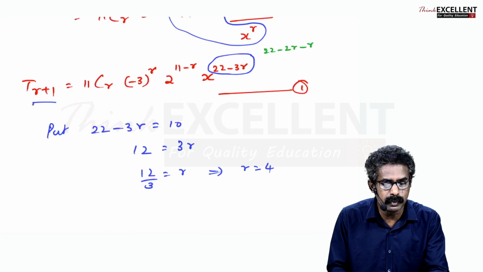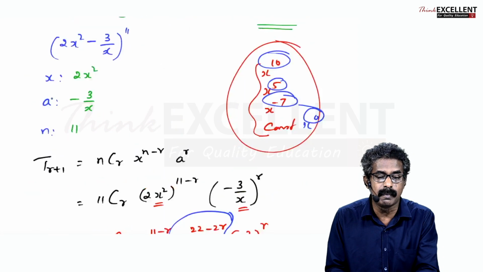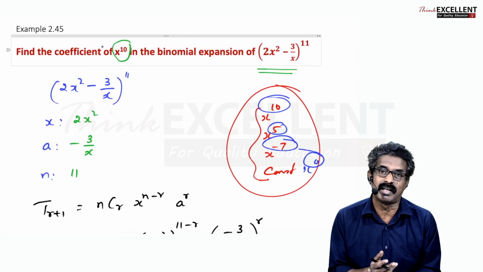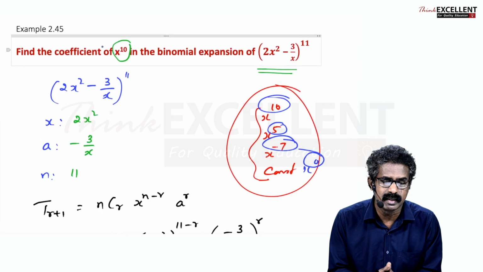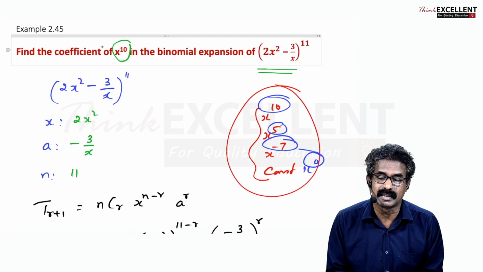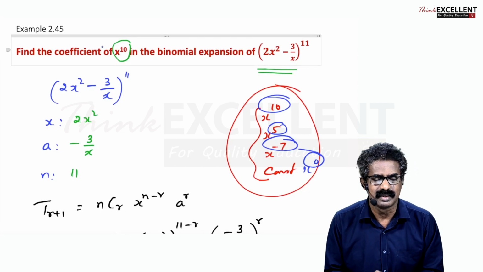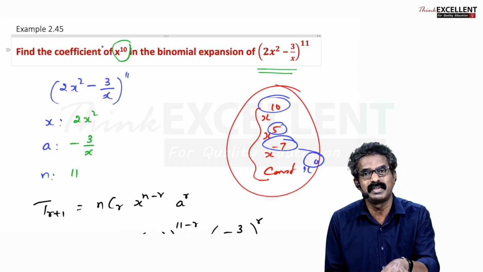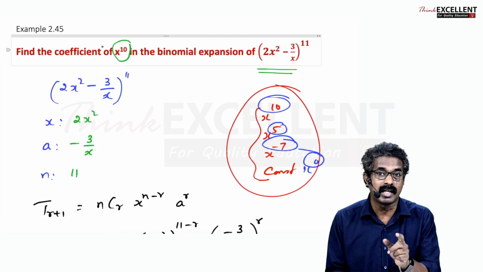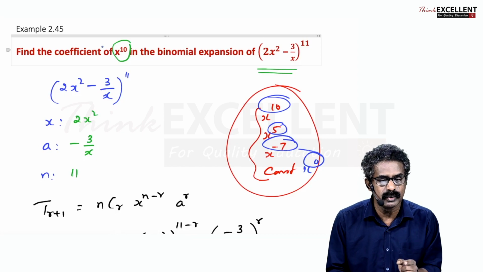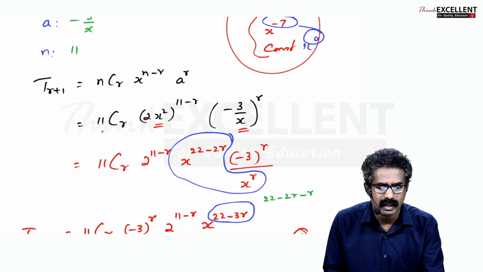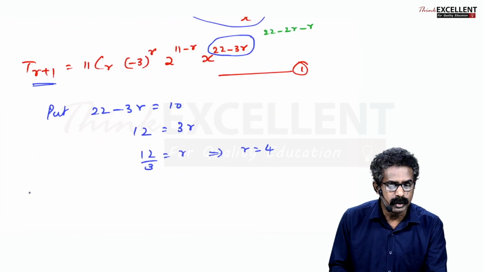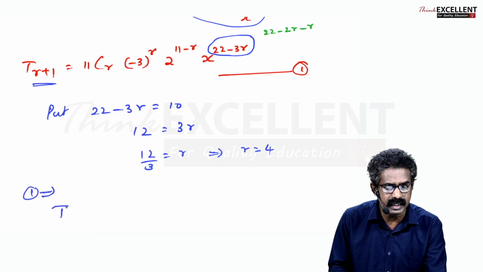Here what's the meaning? r is 4, so instead of r you put 4, r plus 1. The fifth term contains x raised to 10. Imagine suppose r is equal to 6. 6 plus 1, the seventh term contains x raised to 10. Suppose r is 6.5. 6.5 plus 1, the 7.5th term contains x. It won't be there, right? So r should not be a fraction. If r is a fraction, you say in the expansion there is no x raised to 10 term. Hope you understood that. Now r equal to 4, substitute in the first equation.